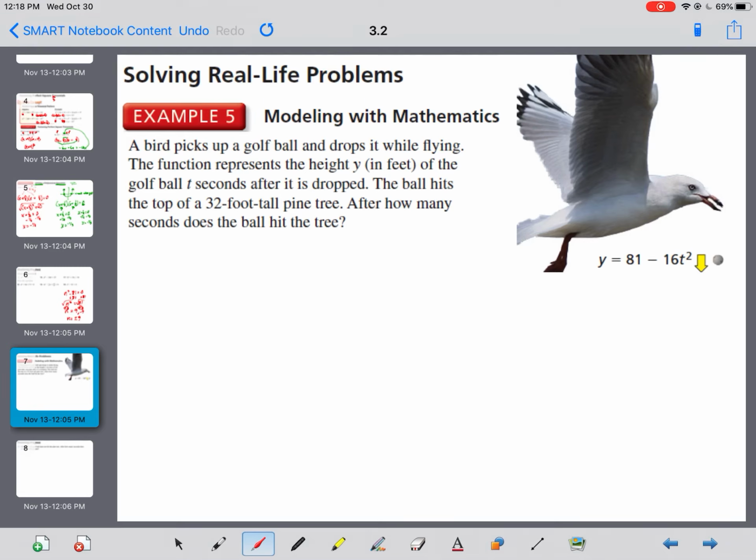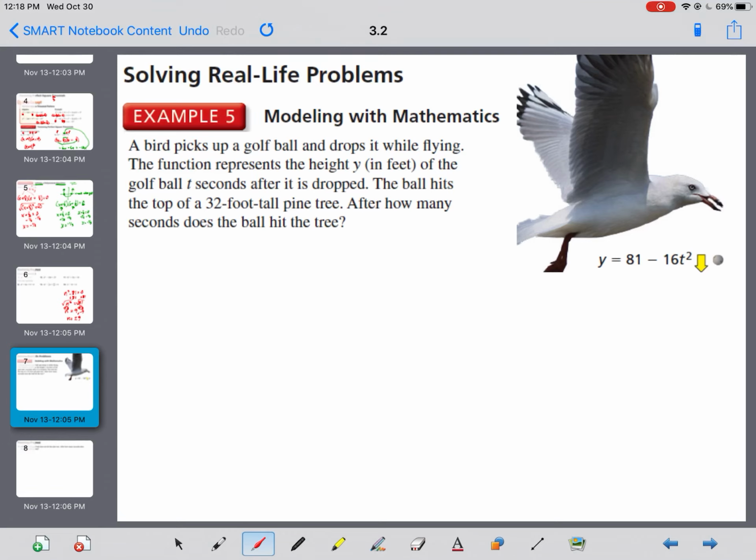It's going to use what we just did. We're going to either factor a trinomial, perfect square trinomial, or factor a difference of squares, most likely. So let's look. A bird picks up a golf ball and drops it while flying. Look, there's a bird. He dropped a golf ball. It even tells you an equation.